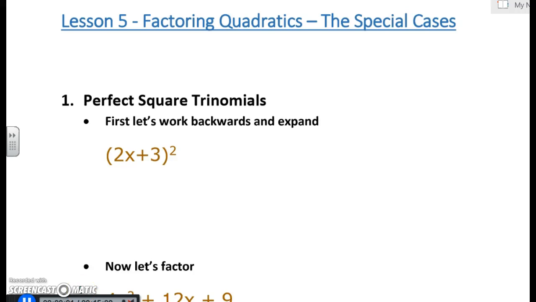Welcome everybody. Today we're going to be looking at lesson 5, special factoring cases. The first one we're going to look at is a perfect square trinomial.